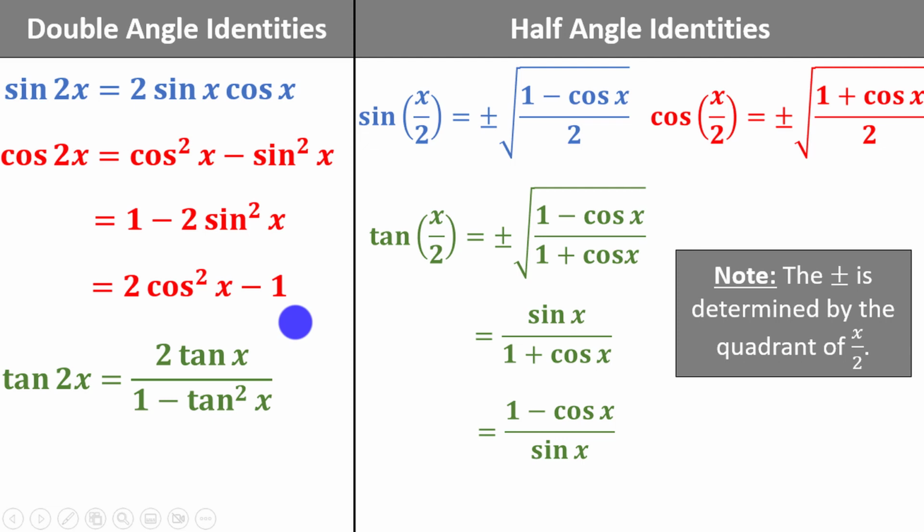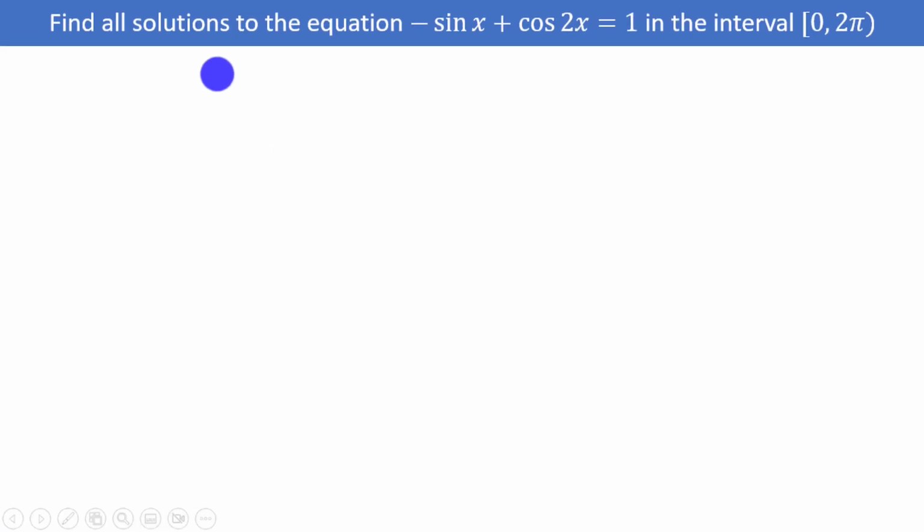Let's try this problem. We are asked to find all solutions to the equation negative sine of x plus cosine of 2x is equal to 1 on the interval of 0 to 2 pi. For this problem, we notice that we have cosine of 2x, or cosine of a double angle.